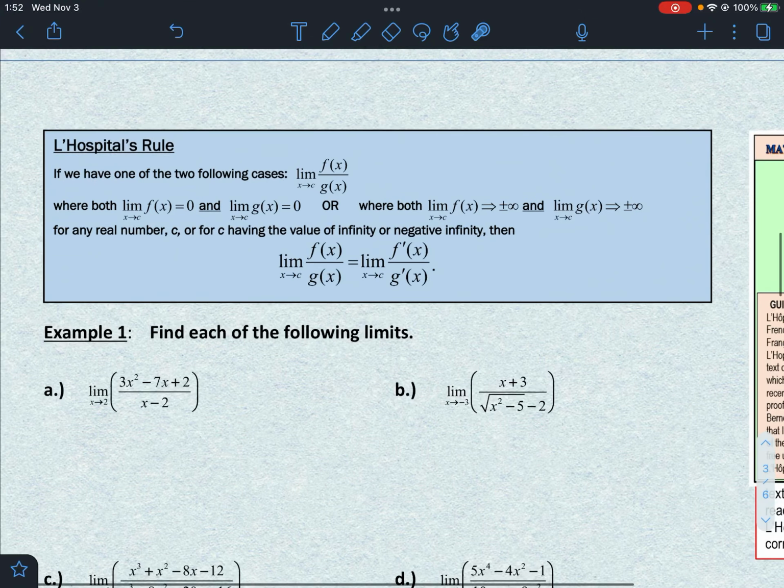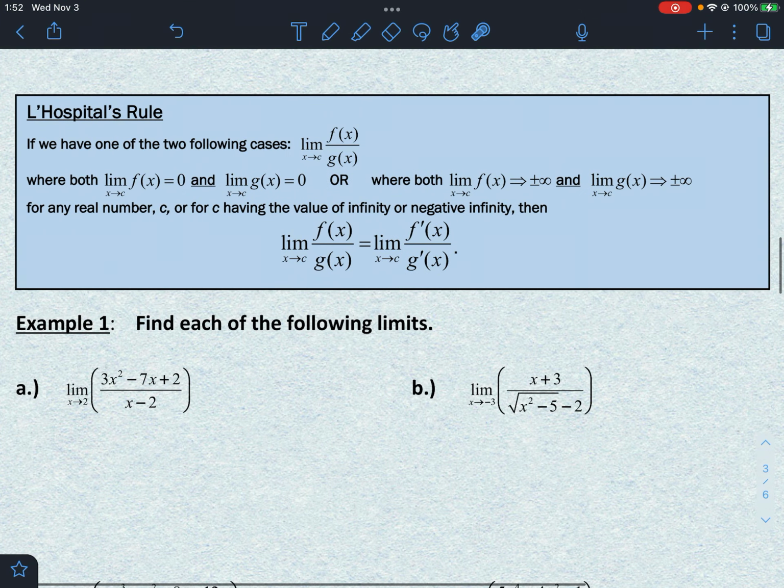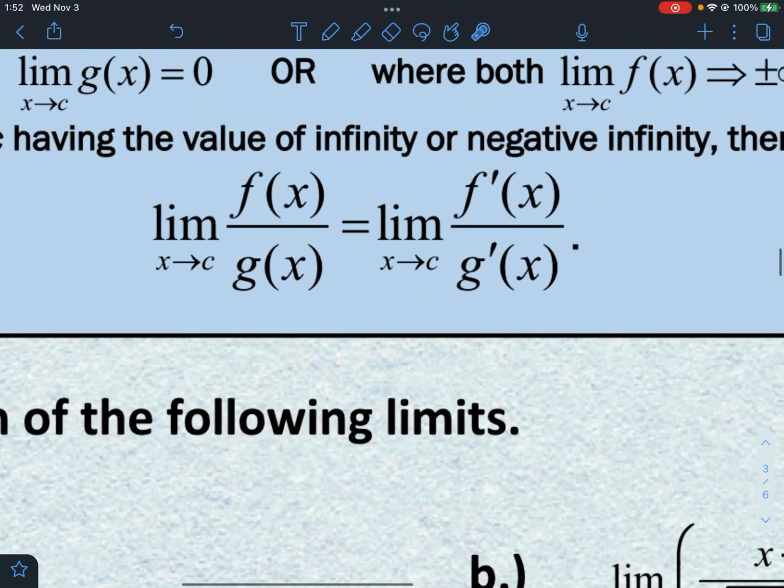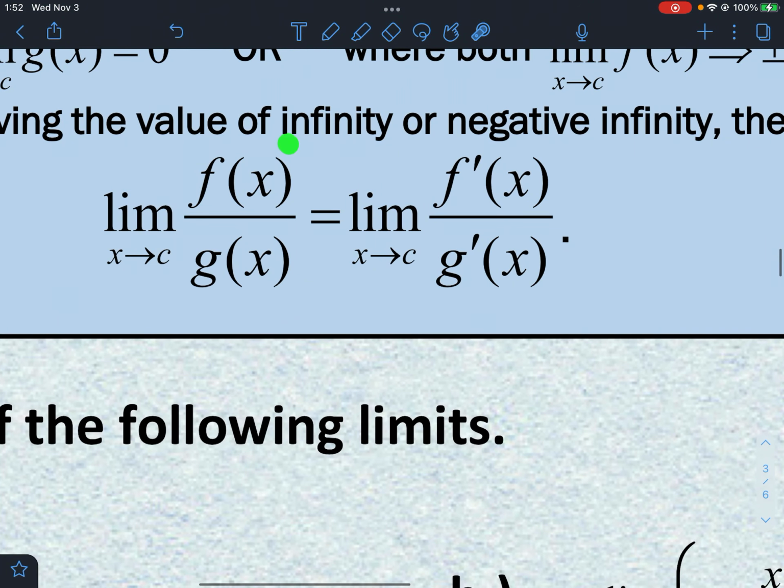Okay? So L'Hopital's rule says if we have one of the following two cases, limit as x approaches c of f of x over g of x, where both the limit of the numerator equals 0 and the limit of the denominator equals 0, or the limit of the numerator is one of the infinities and the denominator limit is also one of the infinities, for any real number c, or for c having the value of infinity or negative infinity, then the limit of f over g is the same as the limit of f prime over g prime.